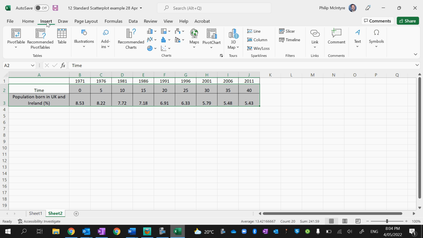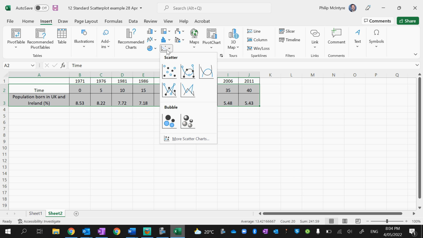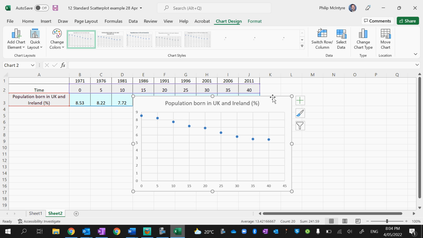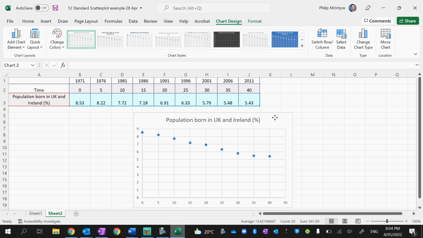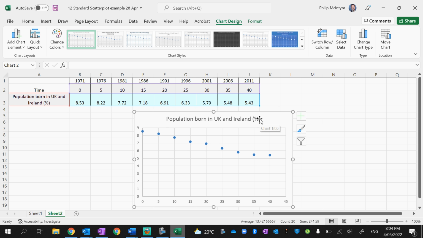So go to Insert. We're going to get a chart, which is a scatter plot. Nice and helpful there. We're going to change a couple of things about it. First thing, I'm going to change the title. Population born in UK and Ireland. I'm going to change that to over time so that it's kind of clear.